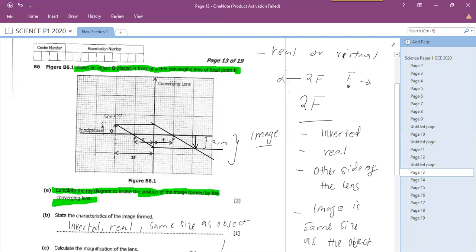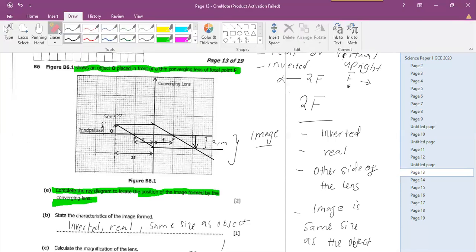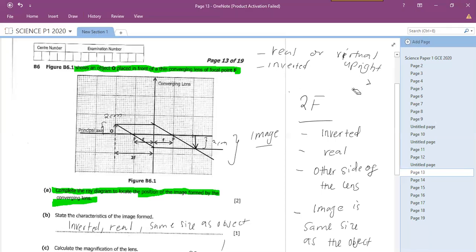They can either be inverted if they are real, upright if they are virtual. They can also either be the same size as the object, like we saw here with the real image. If they are virtual, they will be magnified. Actually, you can use enlarged. They'll be enlarged or magnified.